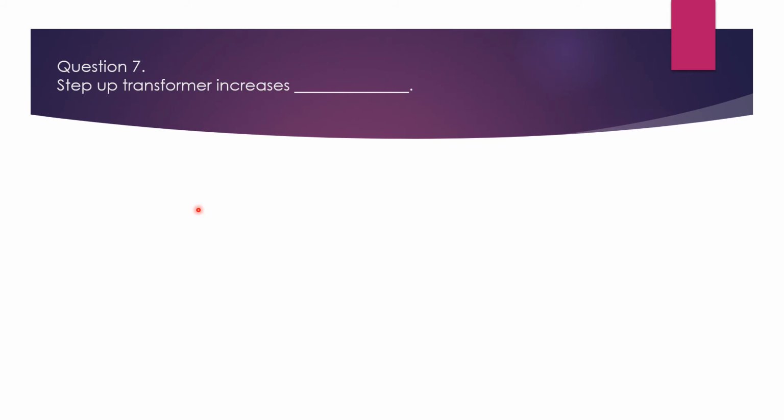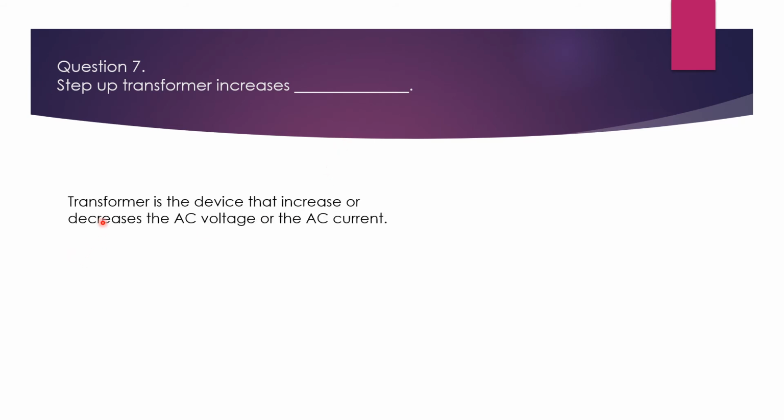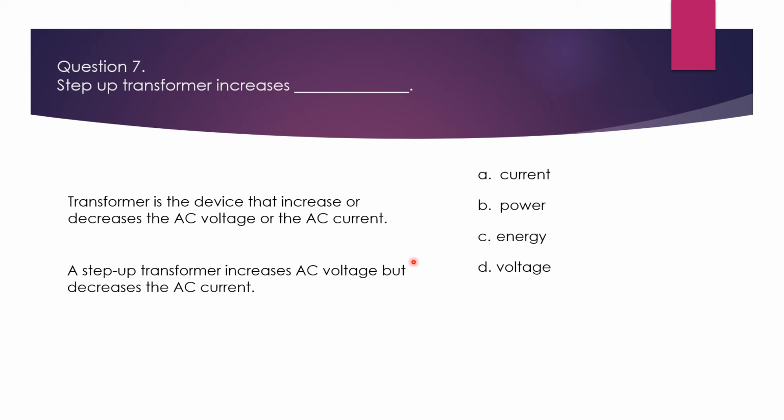Question 7. Step-up transformer increases what? A transformer is the device that increases or decreases the AC voltage or AC current. A step-up transformer increases AC voltage but decreases the AC current. So the correct answer here would be voltage. Step-up transformer increases voltage. It is the AC voltage.